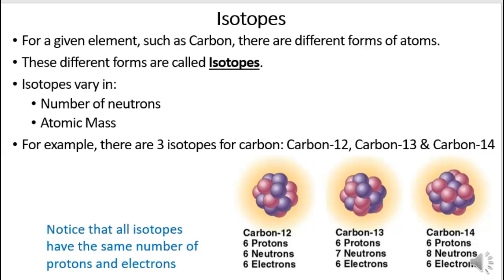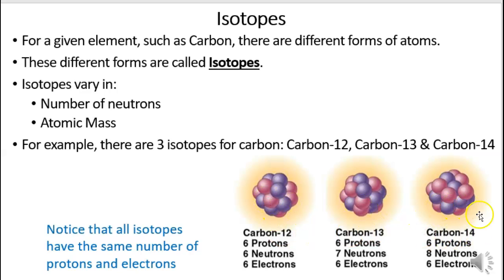I referred to isotopes previously. For a given element, such as carbon, there are different forms of atoms that weigh differently. These different forms vary in terms of the number of neutrons. Therefore, they vary in the atomic mass. So the different forms are called isotopes. There are 3 different isotopes of carbon that I've shown here at the bottom. Carbon-12 weighs 12, carbon-13 weighs 13, and carbon-14 weighs 14.